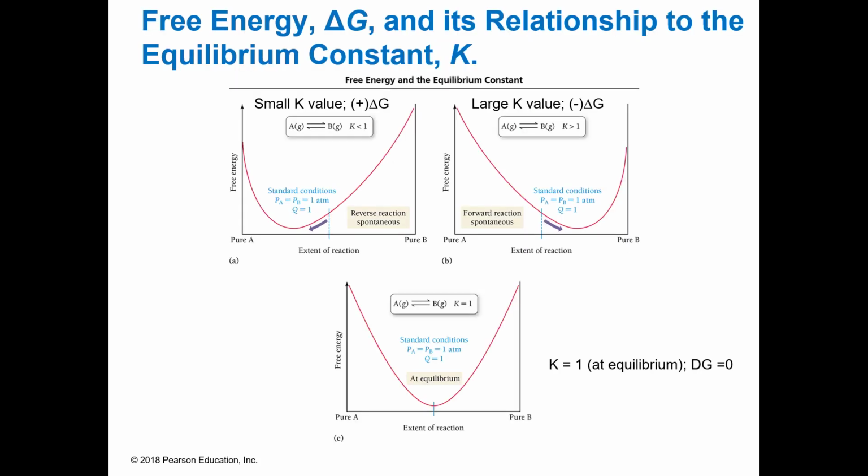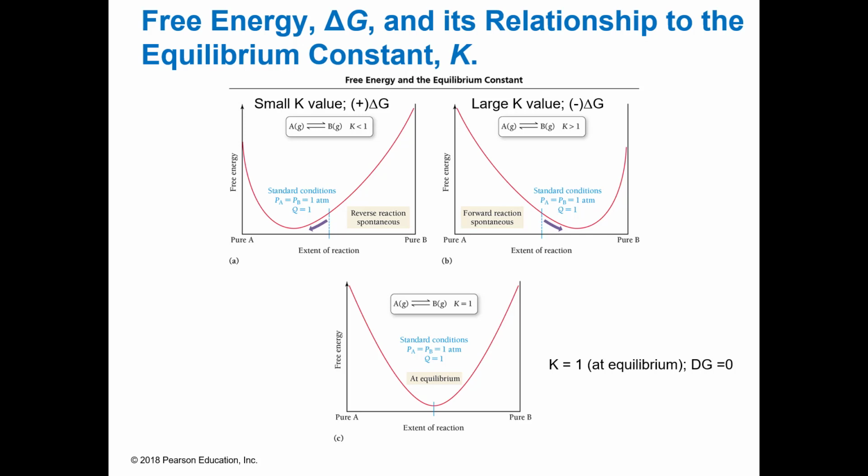Now, you should spend time looking at these graphs, because this shows you the relationship graphically between K and delta G. So here we have A, in the top left, where K is less than 1. What you know right off the bat is that if K is less than 1, the reactants are favored over the product. On the left-hand side we have pure A, and on the right-hand side we have pure B, and the energy well is lowest closer to pure A.